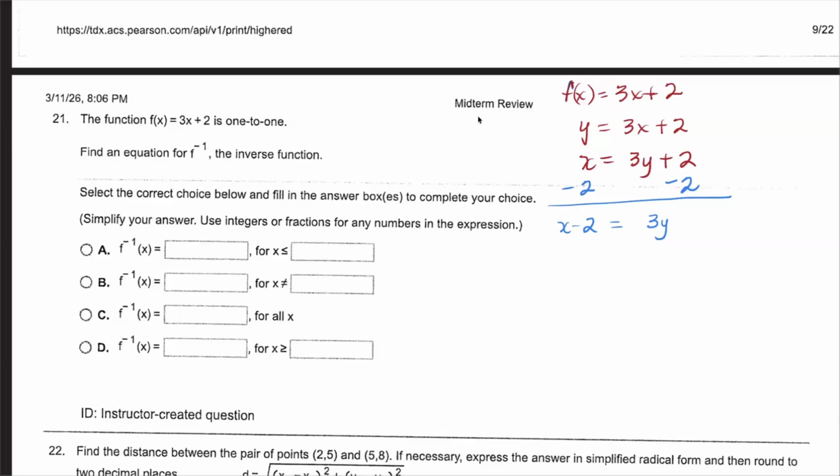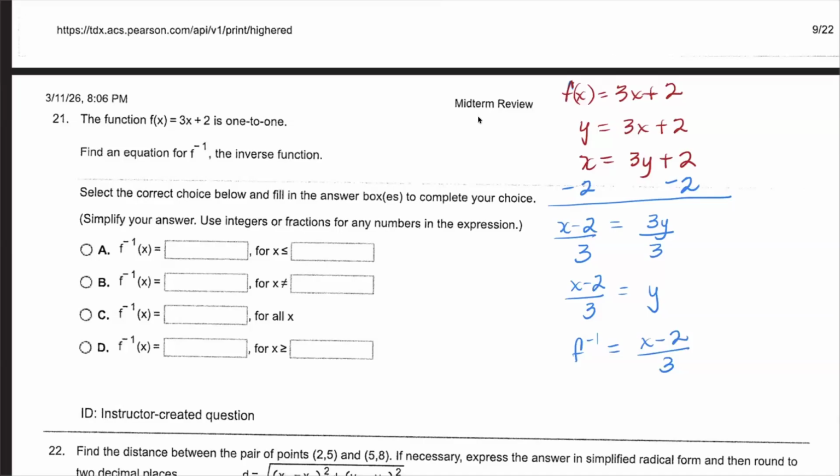But I don't want 3y, I want y. So I must divide both sides by 3. So we now have y equals x minus 2 all over 3. And then we change y to f inverse. So f inverse equals x minus 2 over 3.